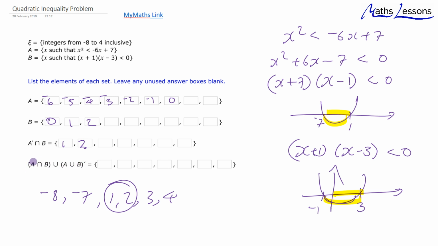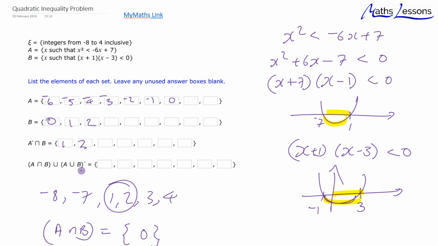A intersect B, so let's work out A intersect B first. A intersect B is where they overlap. Well, they overlap at 0. So A intersect B is equal to 0. It's only one value, it's not an empty set. It's the value 0 that's in both sets.